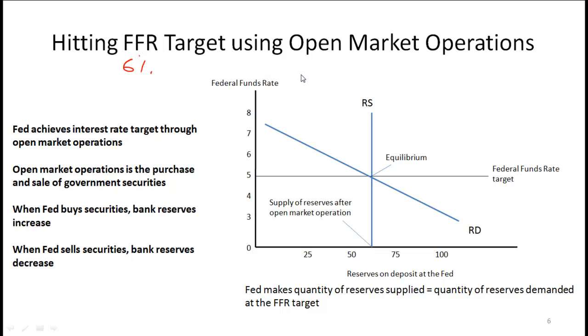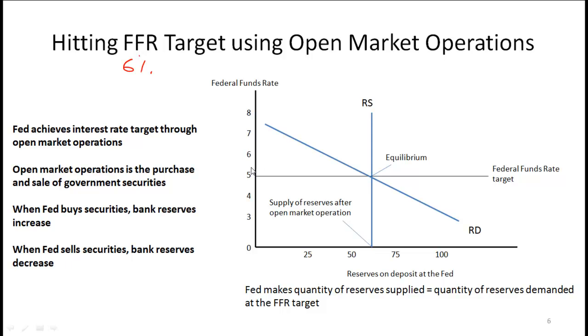Before we get into the details, let's just recap some important points. The Fed achieves its interest rate target through open market operations. Open market operations is the purchase and sale of government securities. When the Fed buys securities, bank reserves increase. When the Fed sells securities, bank reserves decrease.